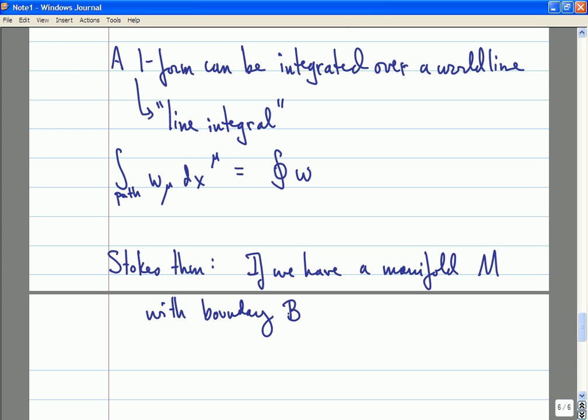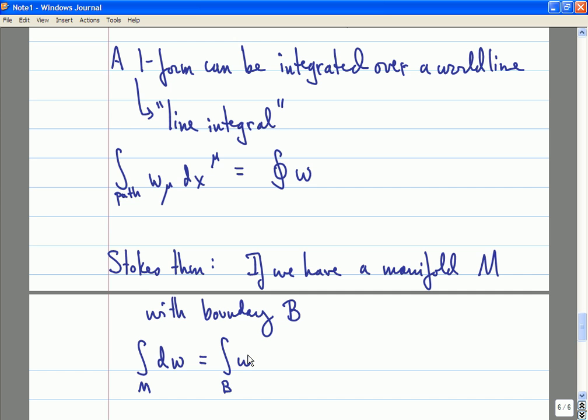Then we integrate over M the derivative of some form. M will have dimension d, so omega here will be a (d minus 1)-form, so that when you take d of it, you get a d-form. If we integrate the derivative of omega over M, that is equal to the integral over the boundary of omega. No mucking around with normal vectors or vector symbols, none of that. This is just the right formula.